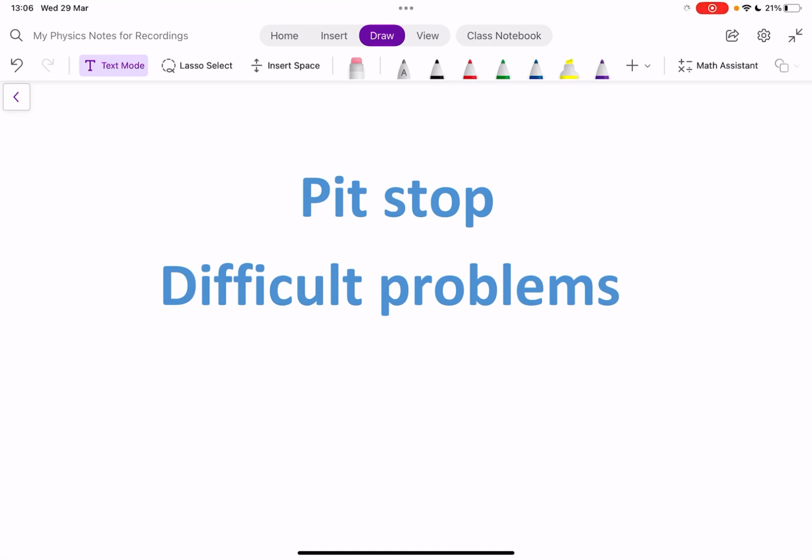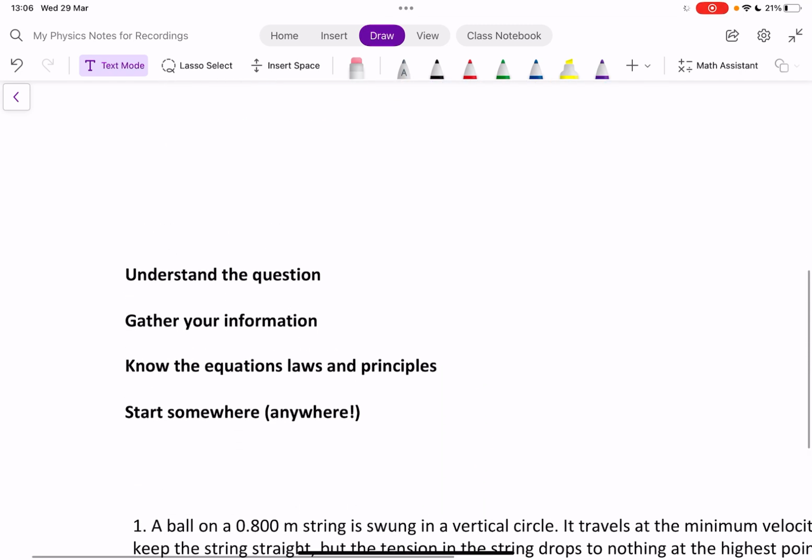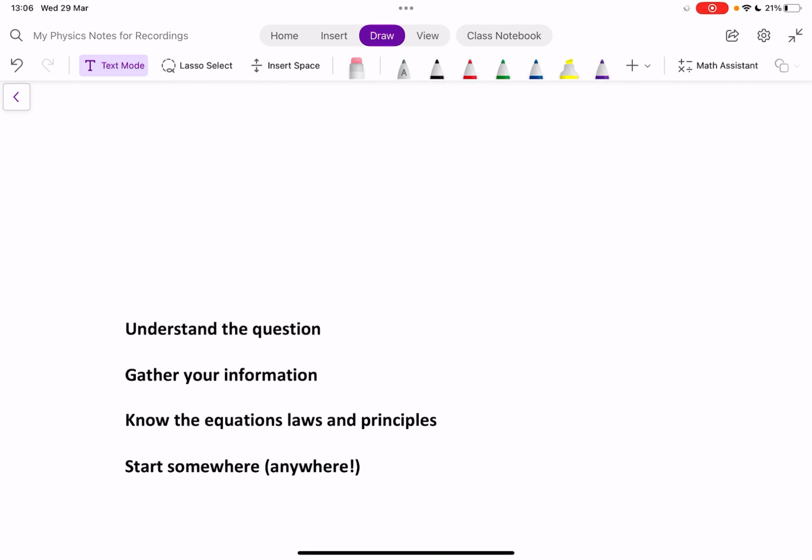Right, in this quick video, we're going to have a look at how you approach some more difficult, more complicated problems. The first bit of advice we can give you, just generically for any problem, is firstly, make sure you understand the question. Do you know what it is actually asking you to find? Do you understand all of the terms in it? Do you understand the situation that's being described? If you don't, there's no point going any further than this. You need to understand all of those things.